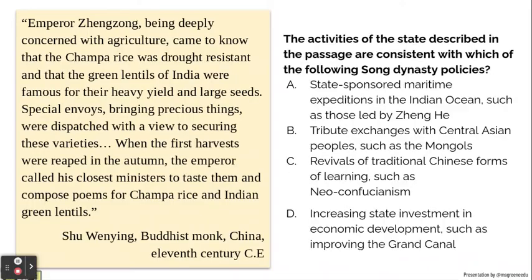Do I have the answers in here? I thought I did. Okay, well, let me go over it with you in case it's not there. So the other answer choice that also talks about trying to improve the economy, just like champa rice did, is letter D. Increasing state investment in economic development, such as improving the Grand Canal. So that answer choice is most similar to what this passage says about champa rice and its impact on the economy.